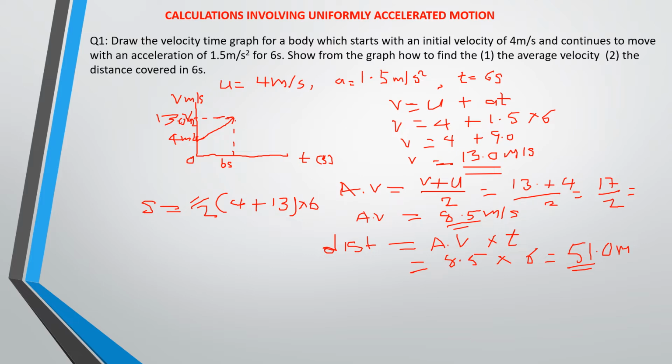If you look at them, you see that the equations are the same. So you have half of 17 times 6, which is 8.5 times 6. When you multiply that, you also have the same answer, which is 51.0 meters. So whichever way, from the graph or with this formula, you can get the same answer.